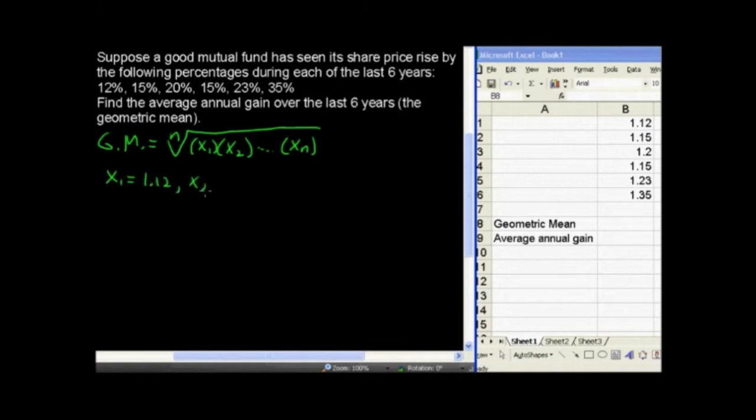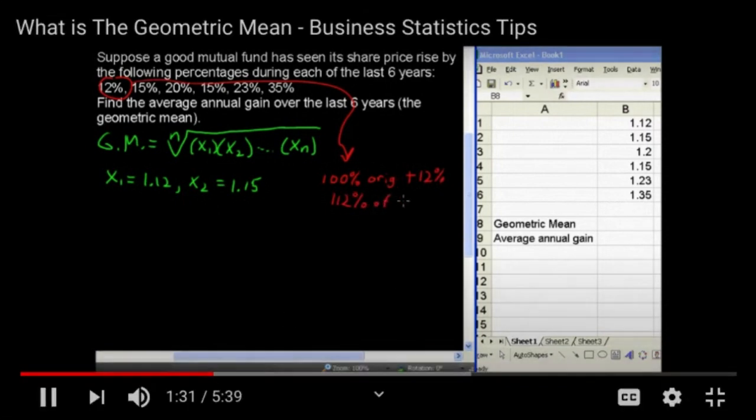Our numbers in this example are actually going to be 1.12 and 1.15. And the reason for this is, let's take a look at the 12%, for example. We have a 12% gain, so that's 100% of the original plus 12% of the original. So that's 112% of the original.